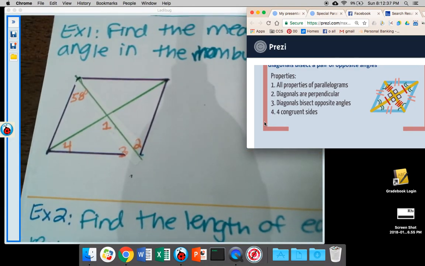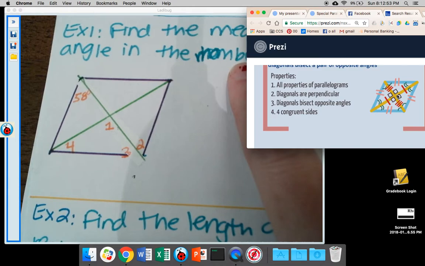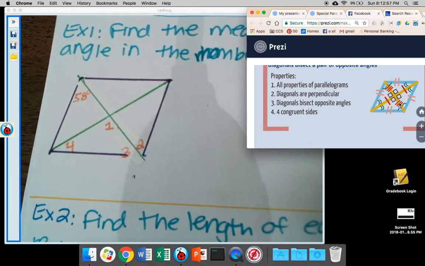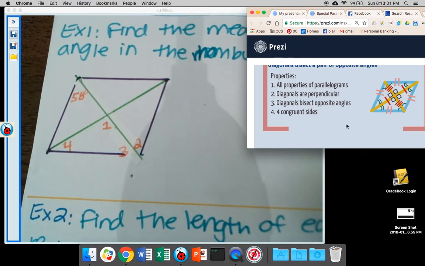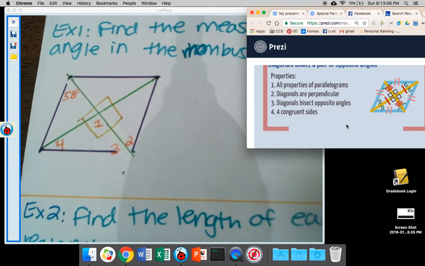Okay, so looking at these properties, do you see something we can use from this list to help us find one of the angles in the picture? Well, right off the bat, when these diagonals intersect each other, they are perpendicular, which means they form four right angles. So I know that all four of these angles right here are perpendicular, which means they're 90 degrees.